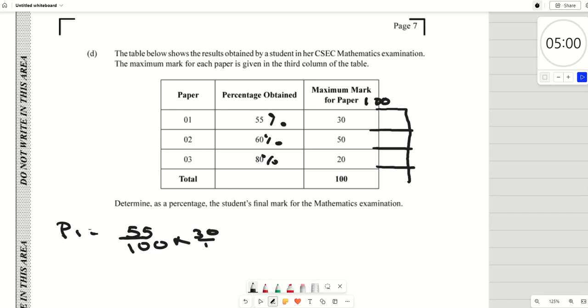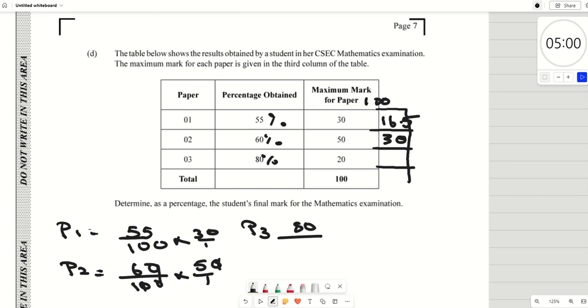When you multiply that 55 multiplied by 30, you know that the person in paper 1 made 16.5. Right, that's how many marks they got on the first one. The next one, paper 2, would have been 60 over 100, which is 60% multiplied by 50 over 1. Cross out that, cross out that, cross out that. That's 30. Right, the next one, paper 3, is 80 over 100 multiplied by 20 over 1. Cross out that, cross out that, cross out that.